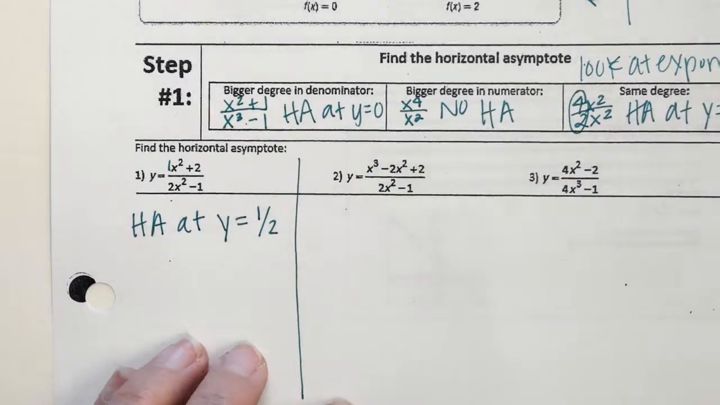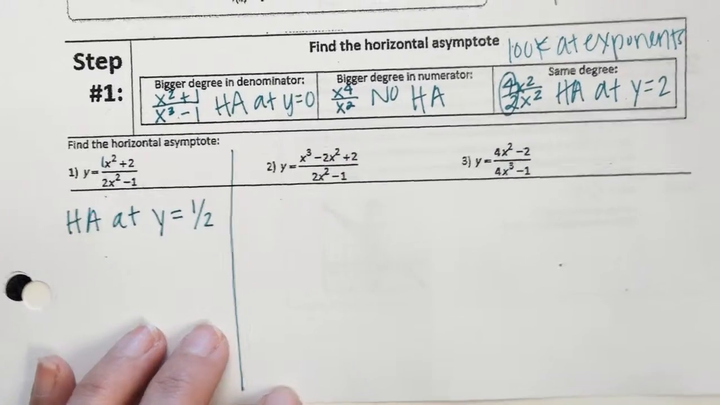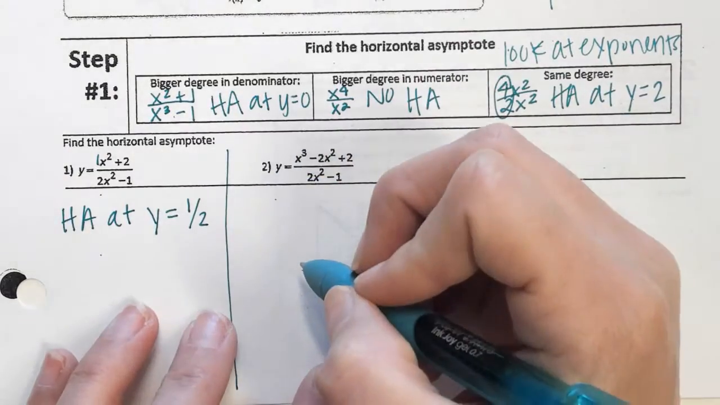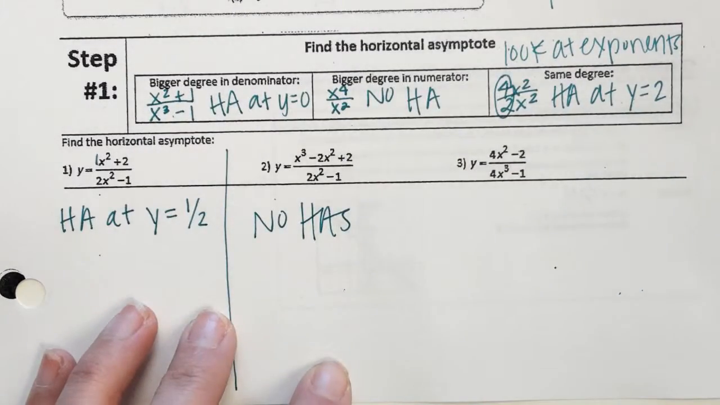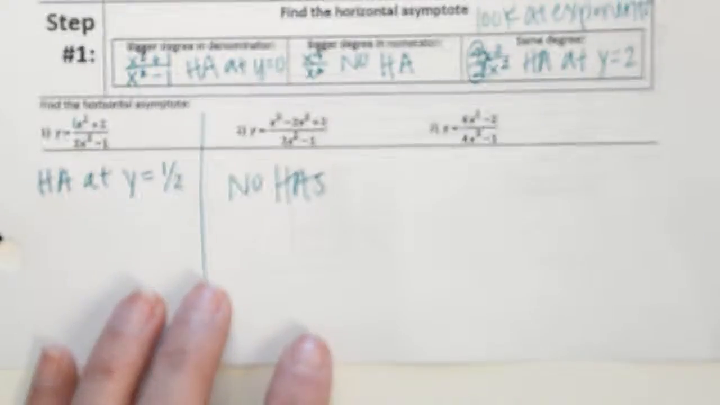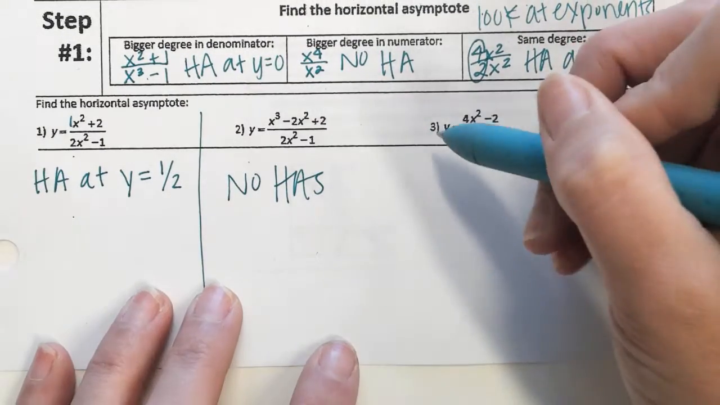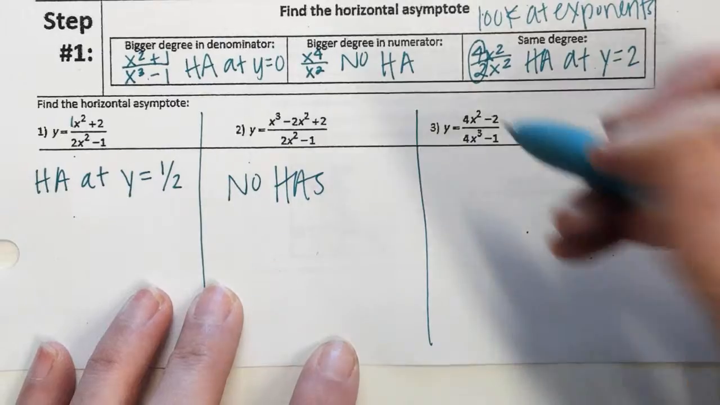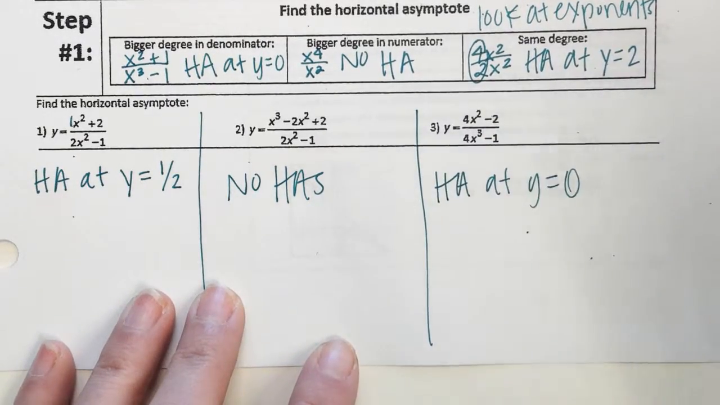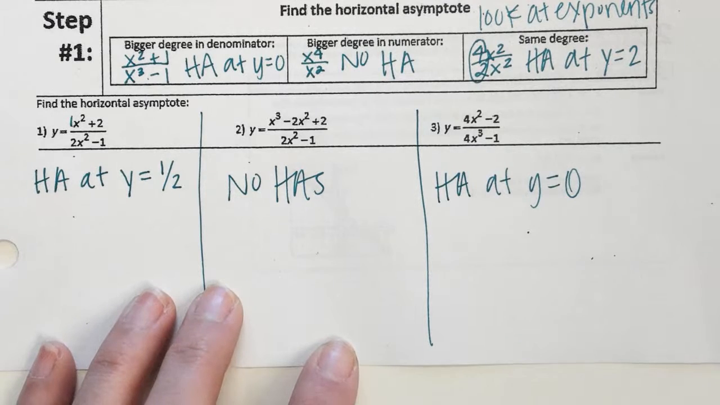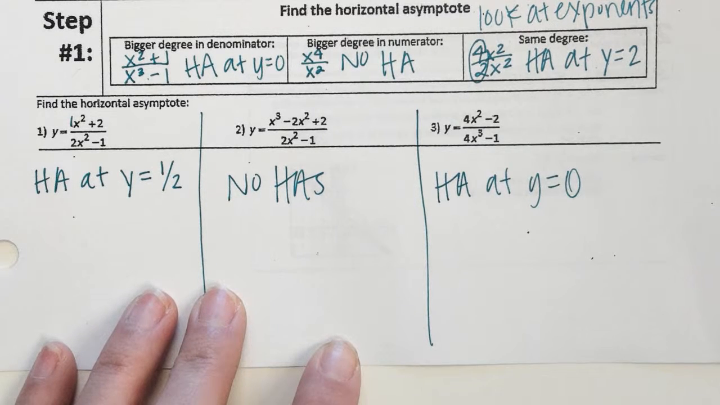Alright, next one. Top heavy, bottom heavy, or neither? So I have no HAs. Good. Next one's top heavy, bottom heavy, or neither? So I have a HA at. Very good. That's it. Any questions about horizontal asymptote?